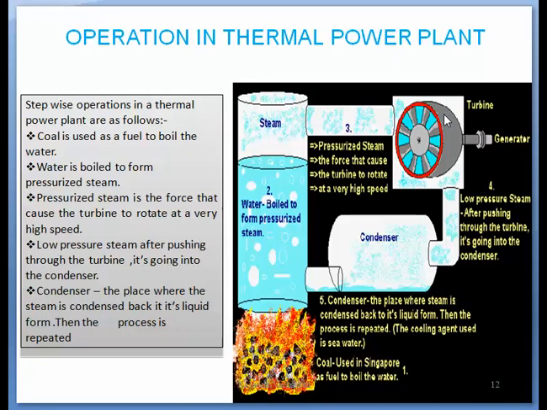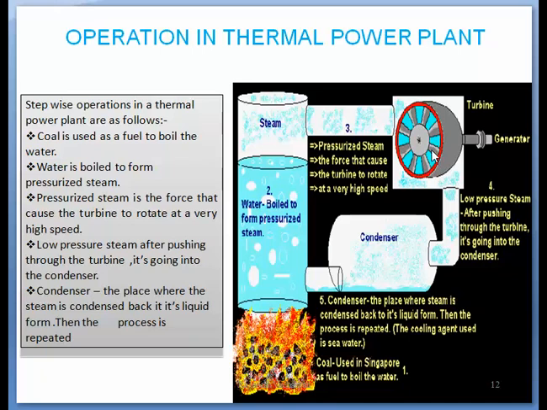Coal, which is our fuel, is combusted and used to boil the water. This boiling water converts into high temperature and high pressure steam. This high pressure steam applies the force over the turbine and rotates it at high speed. After passing through this turbine, the pressure of steam gets reduced.